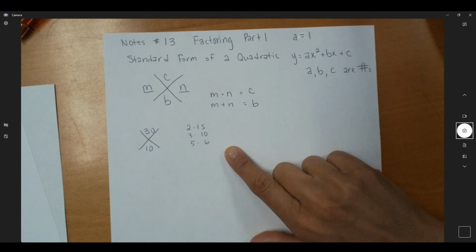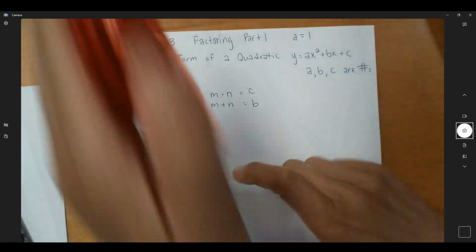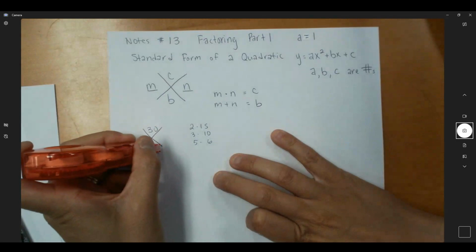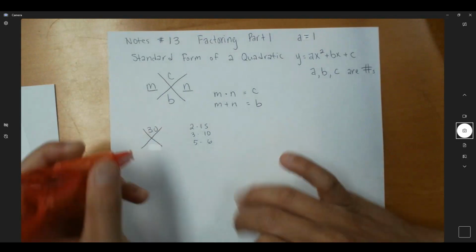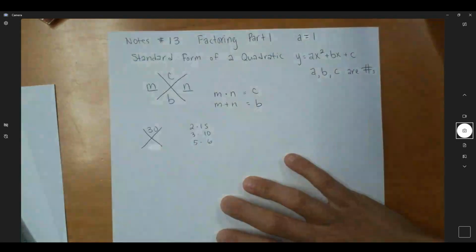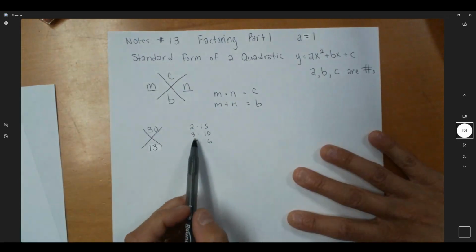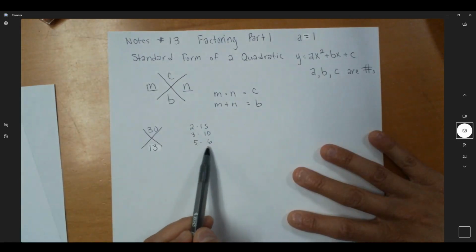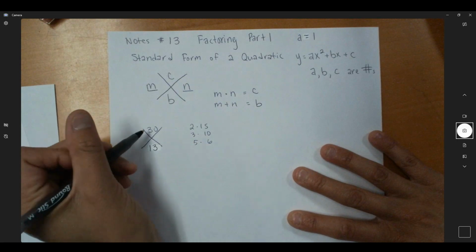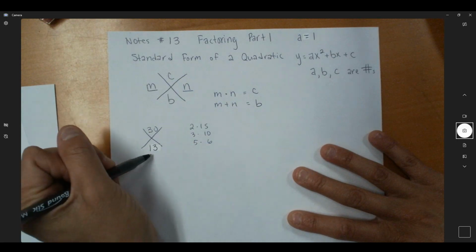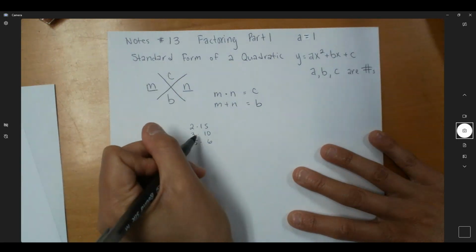Ooh, this is supposed to be 13. Sorry, guys. I just realized I messed that problem up. This is supposed to be 13. Okay. So add those up, you get 13, and then you add these two up, and you get 11. So what multiplies to be 30 and adds to be 13 would be the 3 and the 10.